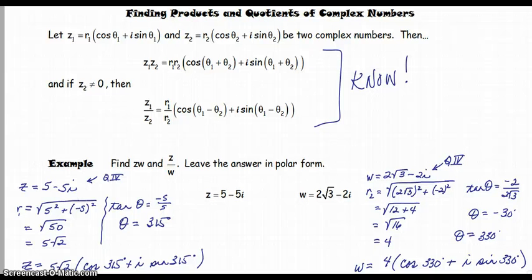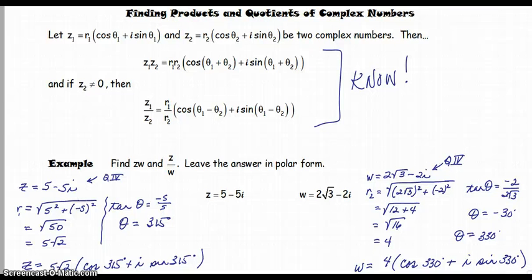In a similar way, we need to find w in polar form. So we know that its coordinates in rectangular form would be 2 square root 3 minus 2i. Again, w would fall in quadrant 4. To find r sub 2, we would take 2 square root of 3, the quantity squared, plus negative 2 squared, and find the square root of their sum. That gives us r sub 2 equaling 4.